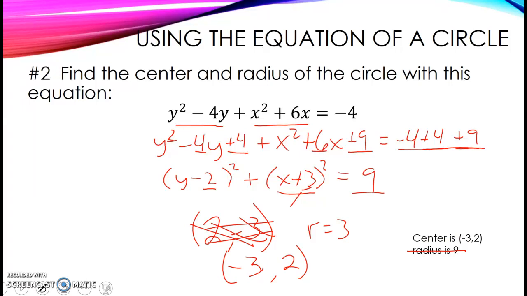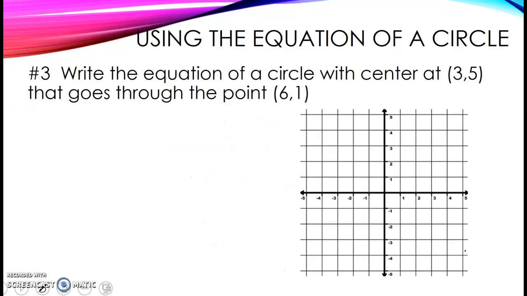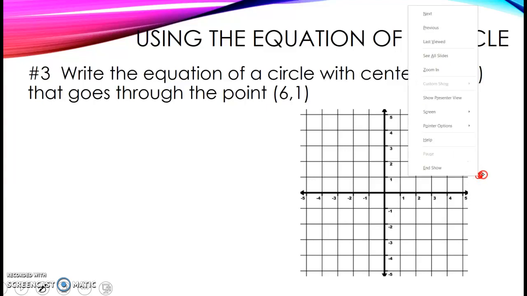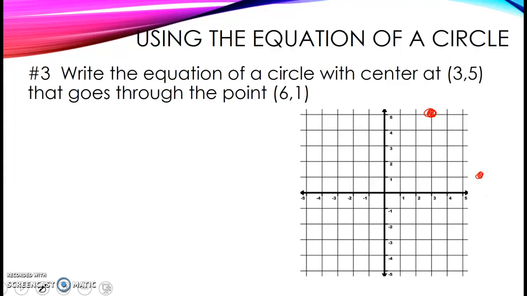So, all right, let's take a look at example number 3. So now I want to write an equation of a circle with the center at the point 3, 5. So my center is here, and it goes through the point 6, 1, it's kind of off the graph, but you can see it right there. All right? So the circle is going to look something like this.